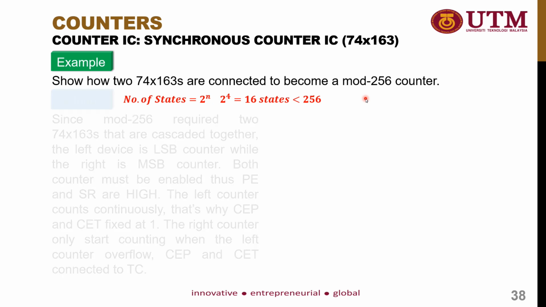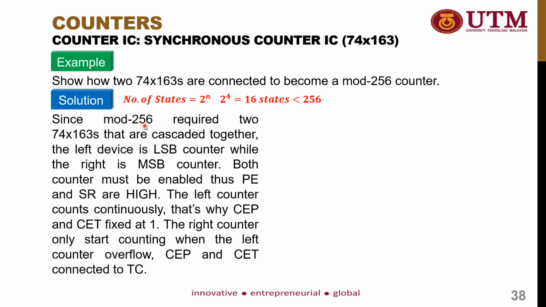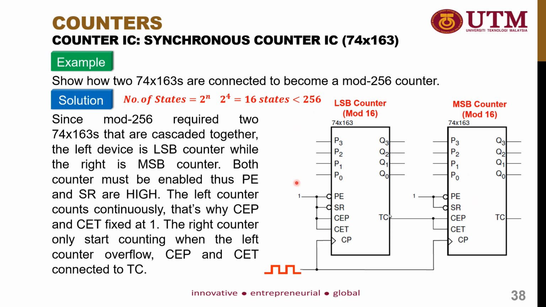Since mod 256 requires two 74x163s cascaded together, the left device is the LSB counter while the right is the MSB counter. Both counters must be enabled, thus PE and SR are high. The left counter counts continuously, so that's why CEP and CET are fixed at 1. The right counter only starts counting when the left counter overflows, so CEP and CET are connected to TC. This is the answer to the question where we wanted to design a mod 256 counter.